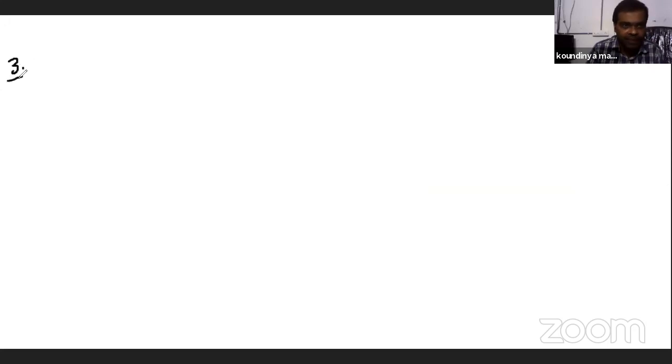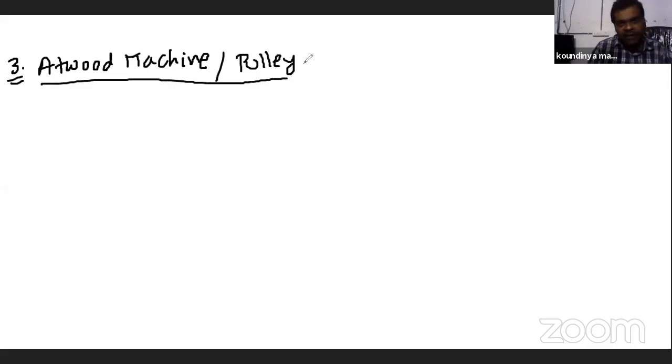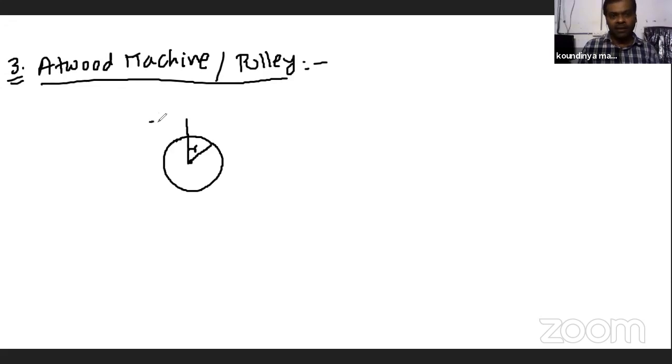Next, the third one is the Atwood machine or pulleys. Atwood is the name of the scientist. This Atwood machine consists of a circular wheel having a radius r. From the center of the wheel, it is fixed to a fixed rod.